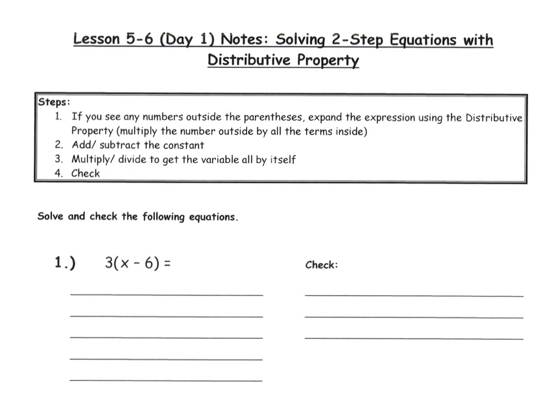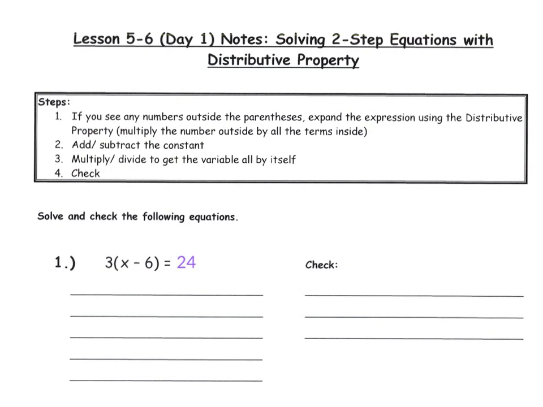My first question here is to solve and check the following equation. 3, and then in parentheses I have the x minus 6. So this 3 needs to be multiplied by the x, and it needs to be multiplied by the minus 6. Equals, so it's not quite an equation because it's missing a piece. Next to that equal sign, I want you to put in the number 24.